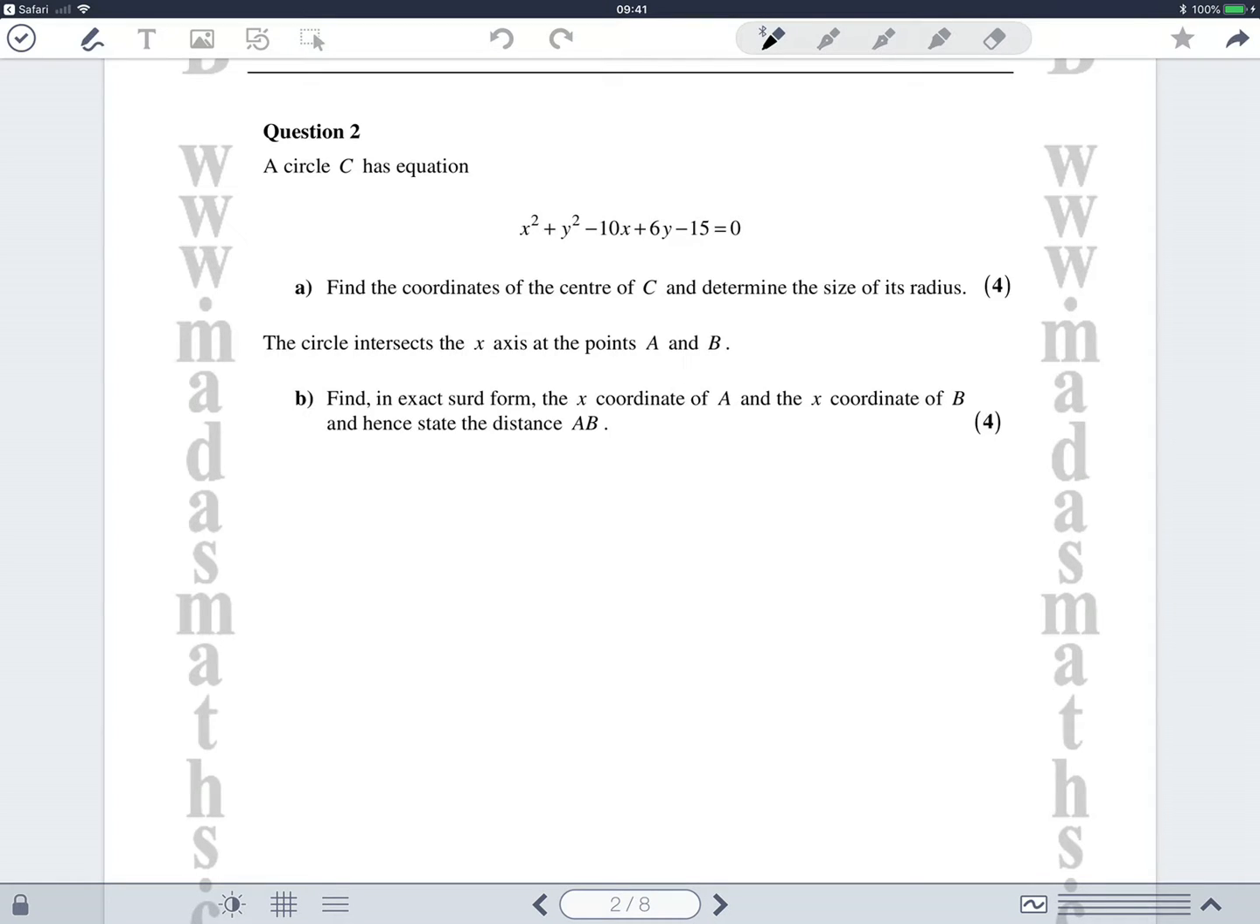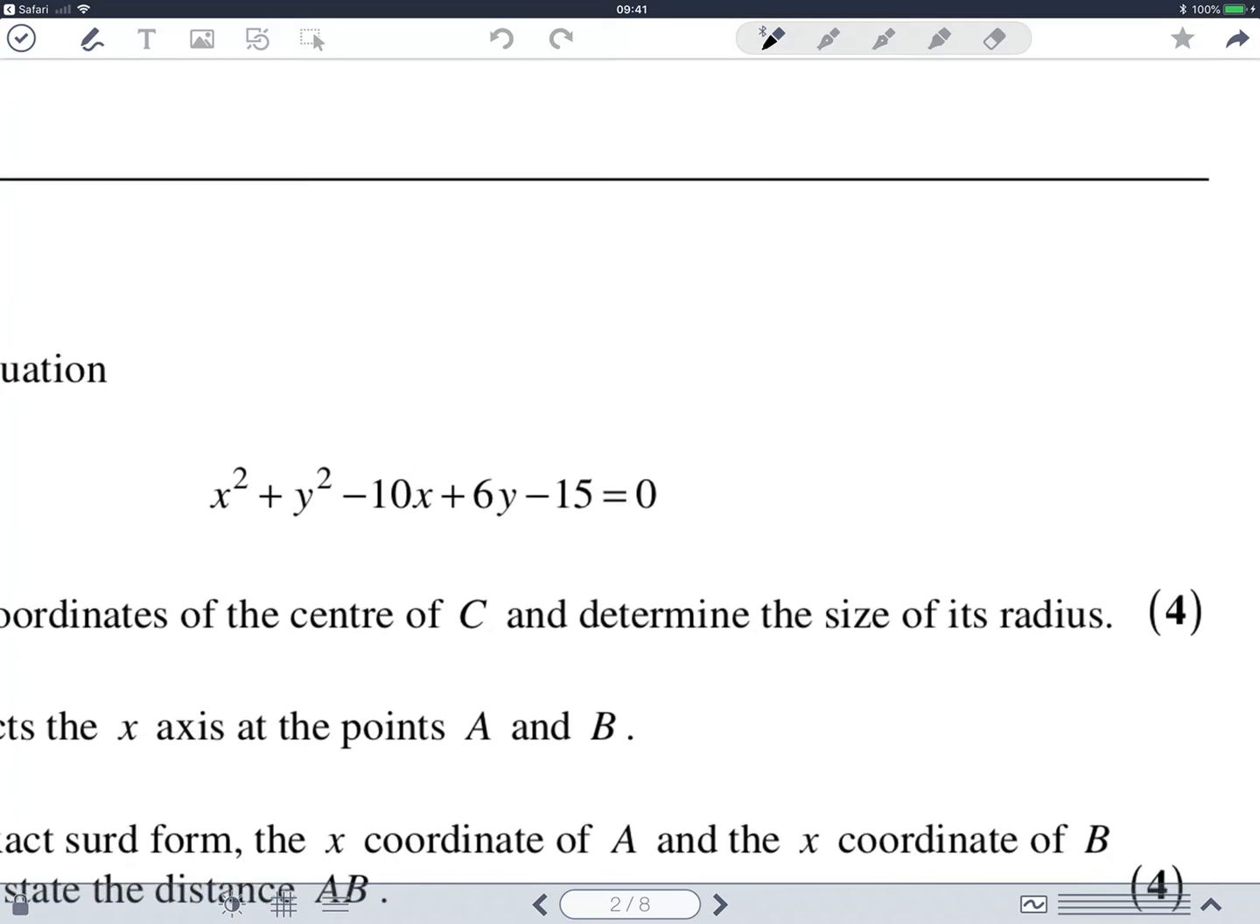Okay, this is paper N from the Madas MP1 series, and this is question 2. So we're given a circle C has equation x squared plus y squared minus 10x plus 6y minus 15 equals 0. And for part A, we're asked to find the coordinates of the centre C and determine the size of its radius for 4 marks.